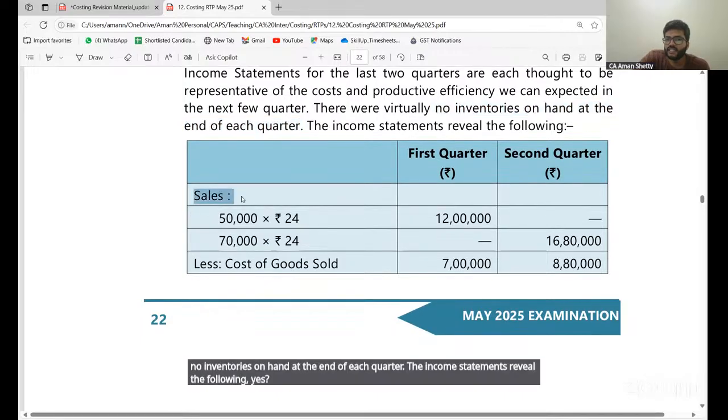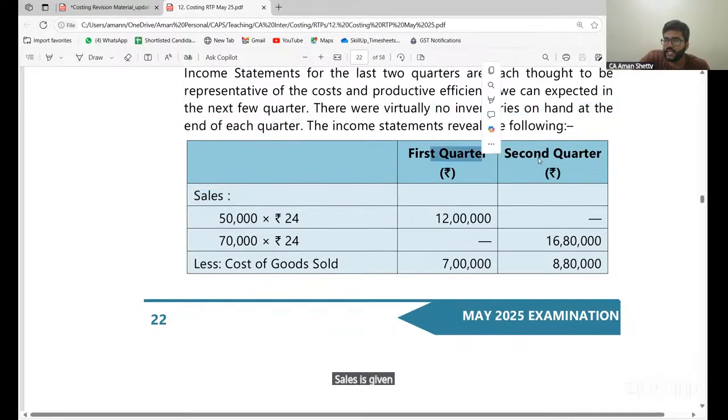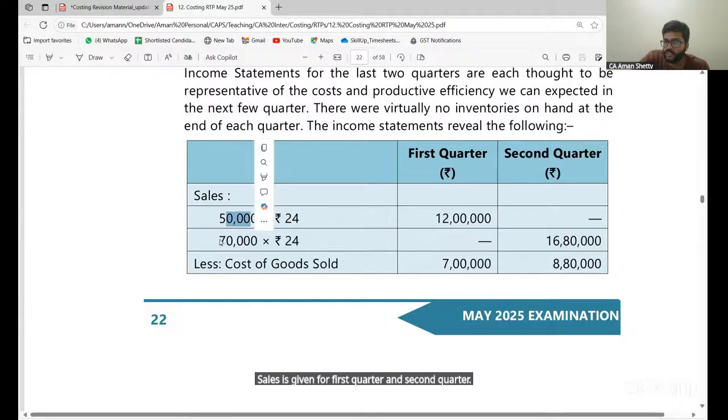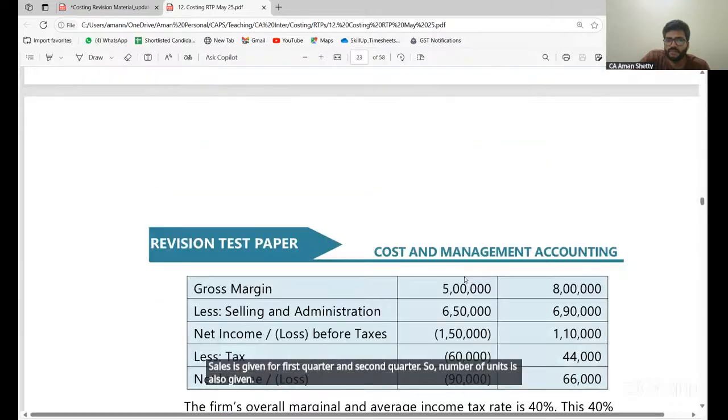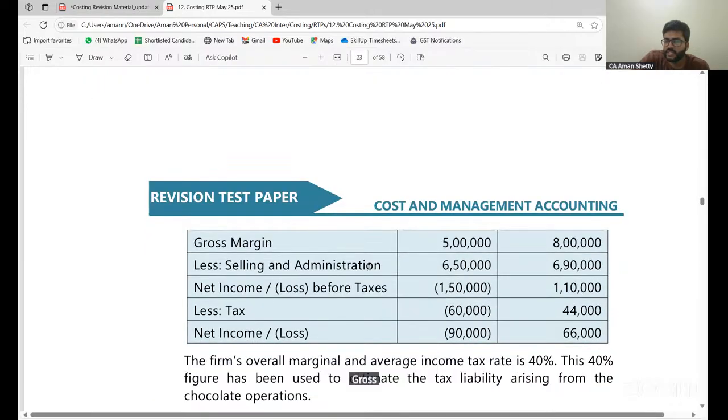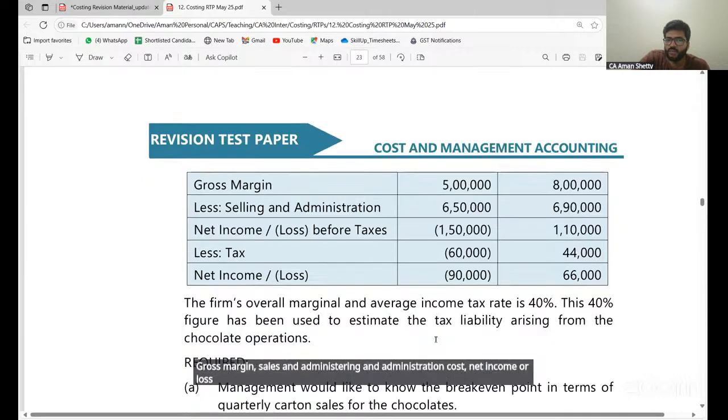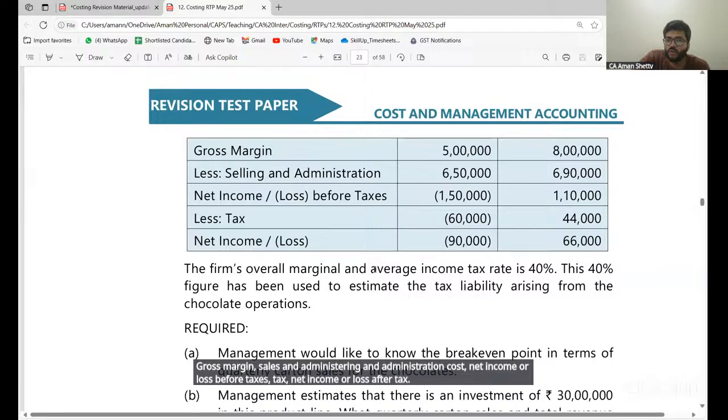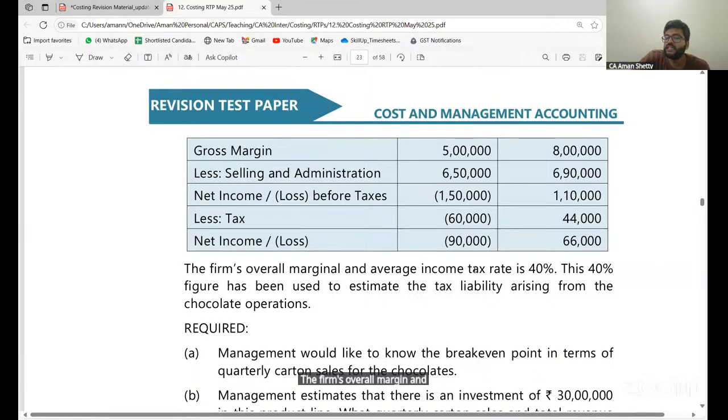Sales is given for first quarter and second quarter. The number of units is also given. Cost of goods sold is given. Gross margin, selling and administration cost, net income or loss before taxes, tax, net income or loss after tax. The firm's overall marginal and average income tax rate is 40%. This 40% figure has been used to estimate the tax liability arising from the chocolate operations.